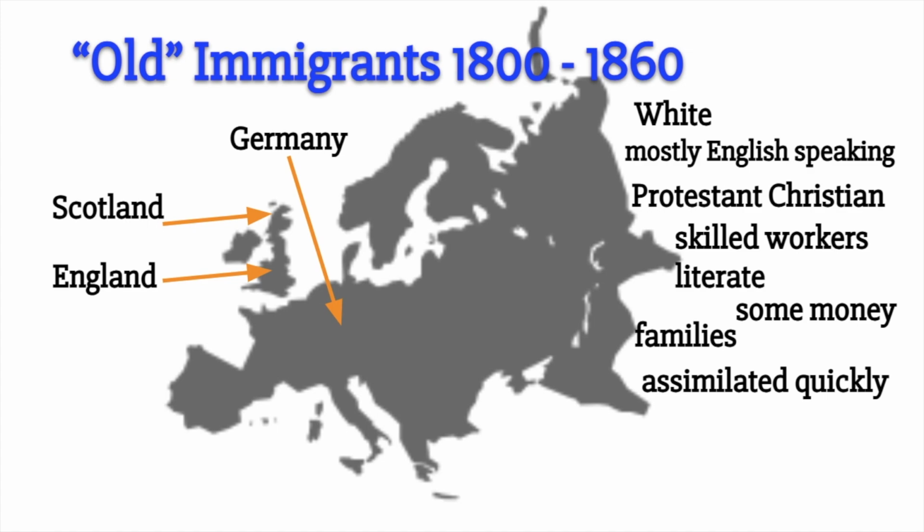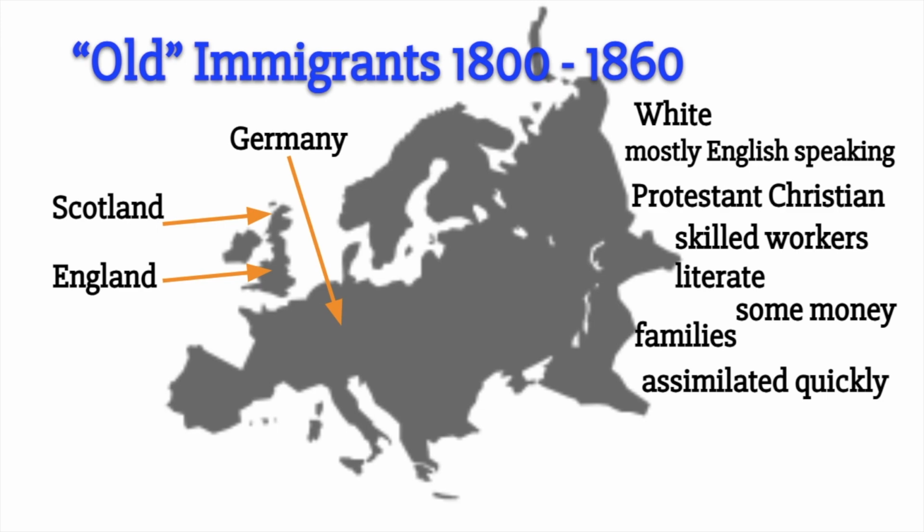And most of the people coming to the United States during this period of time would be from Western Europe. And most of them, not all, but most of them would be considered white. Most of them were English speaking. Most of them were Protestant Christians, non-Catholics. Many of them were skilled workers and had a trade. Many of them were literate and knew how to read and write. Many of them did come with some money.